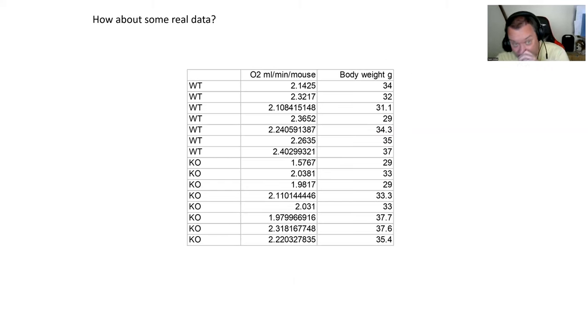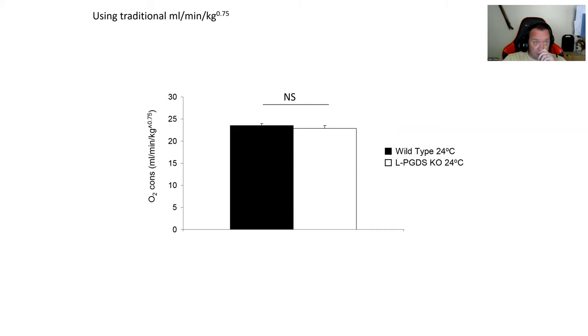So how about some real data? This is some really old data from my PhD thesis. So it's oxygen, because back then we weren't working with energy expenditure with this particular system. We had oxygen in milliliters per minute per mouse, and we had body weight in grams. And if we use a traditional milliliters per minute per kg to the 0.75 analysis, there is absolutely no significance between these groups.